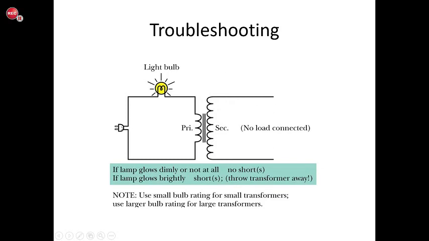So when the secondary is open, we expect there to be very little to no current in the primary as well, and we'll talk about that later. But the lamp should not glow very brightly at all, because the current should be essentially non-existent in the primary if there's no current able to flow in the secondary either. So if the lamp glows brightly, however, that means we have a short. So there should be no current in the primary if we're not allowing current to flow in the secondary by leaving it open.